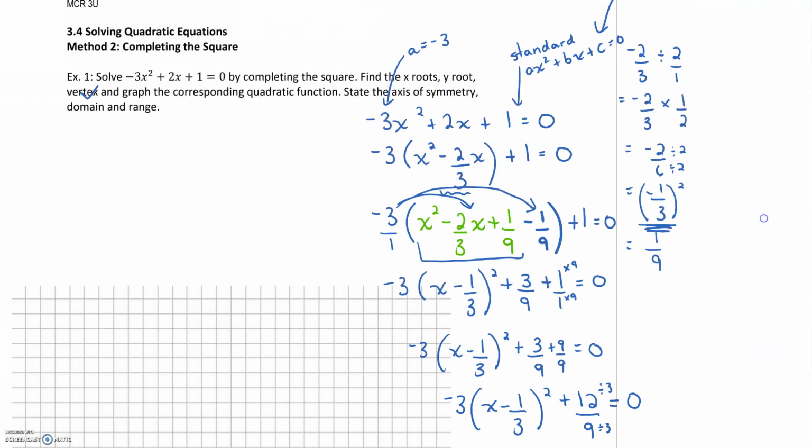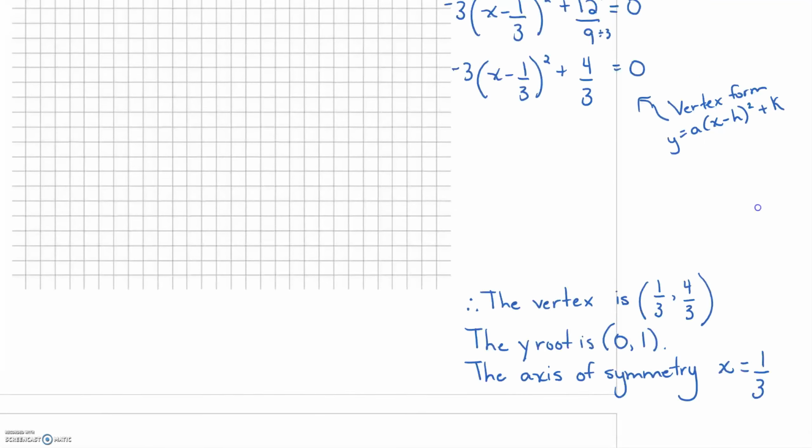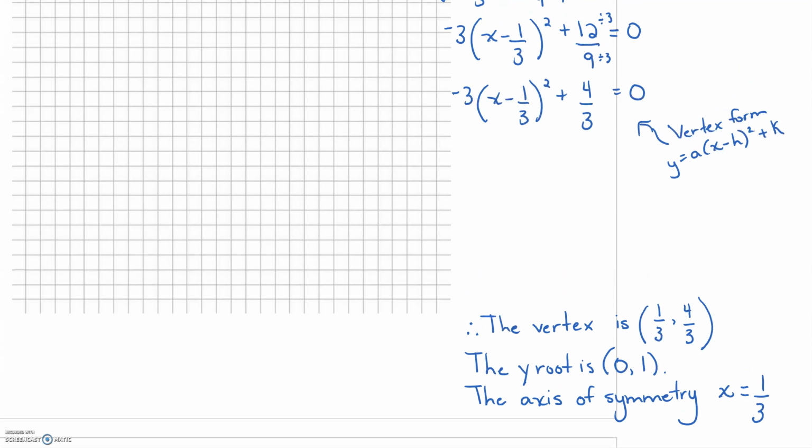So now we have to find the x roots, and we have to graph it, state the axis of symmetry, domain and range. Well, since we already stated the vertex, we can actually state the axis of symmetry in our concluding statement. So the axis of symmetry is an equation. It's an equation that has an x equals, and it's just the x value from your vertex. That's all it is, because that's where it's going to be symmetrical if you fold the parabola in two. So the hardest part here is actually finding the roots.